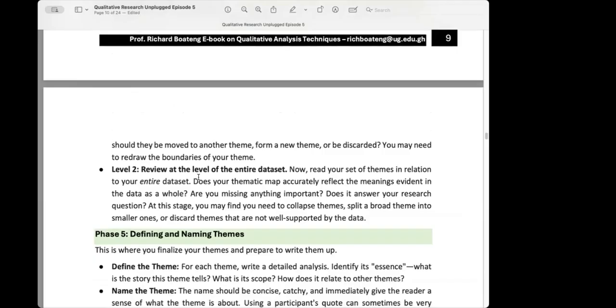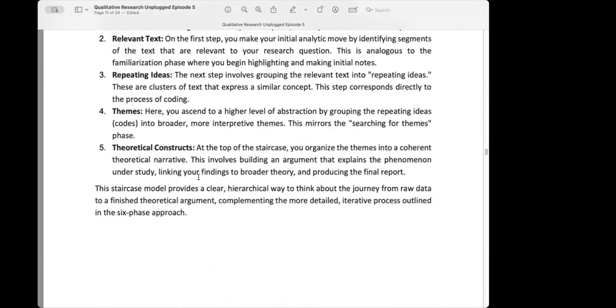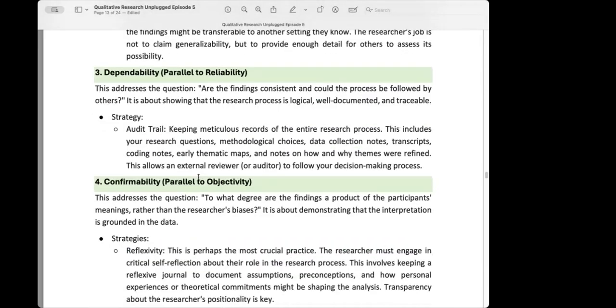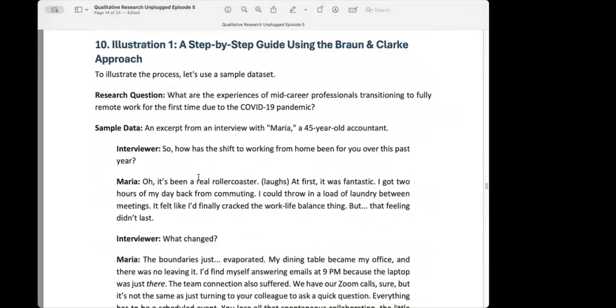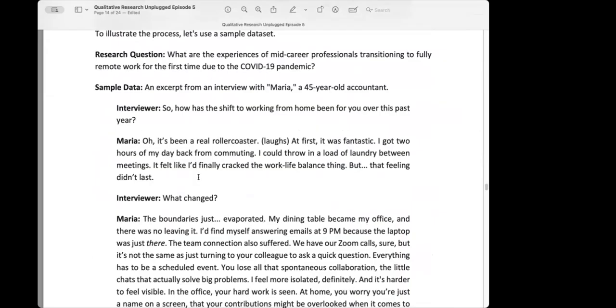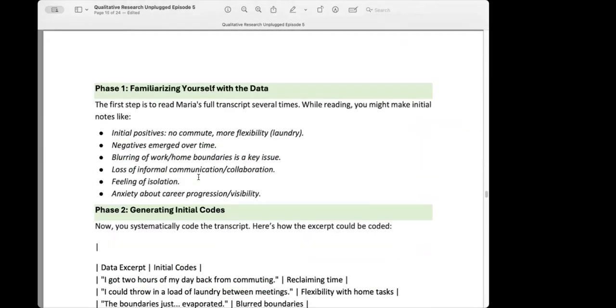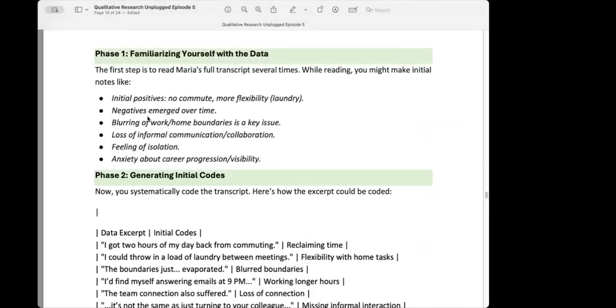Illustration, Maria. Let's apply this directly to Maria's exact words. For her, quote, "suddenly I got 2 hours of my day back from commuting," you might code that segment simply as reclaiming time. When she says, "it was great, I could throw in a load of laundry between meetings," a potential code could be flexibility with home tasks. Okay, specific benefits. Yes. Then you get at the challenges.